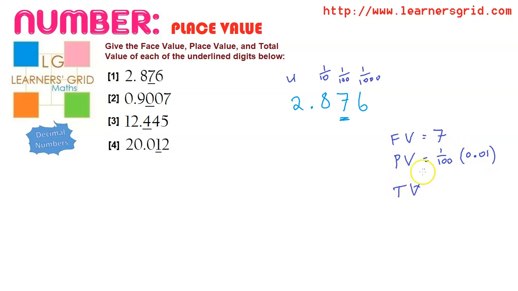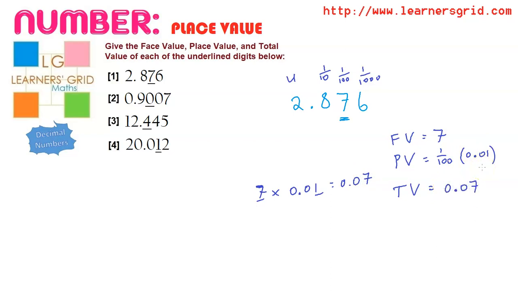And the total value is to take face value and multiply it by the place value. And in this case, it's more handy in some ways to do decimals. So that's going to be 0.0, and then I go 7 times 1, which is 7. So the total value is 0.07.